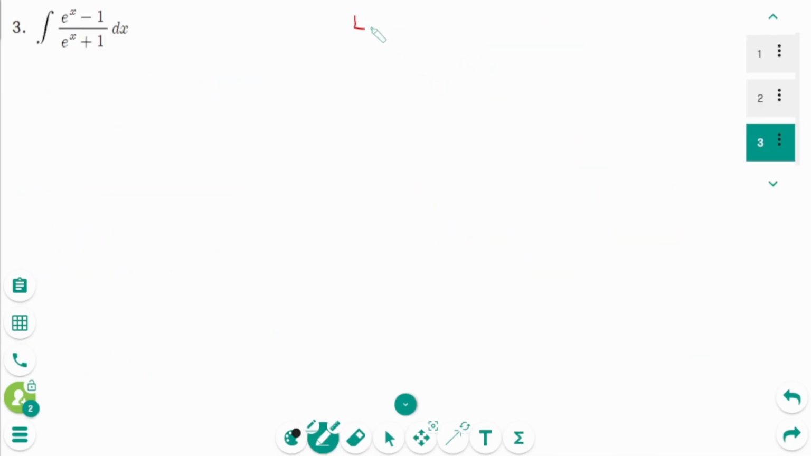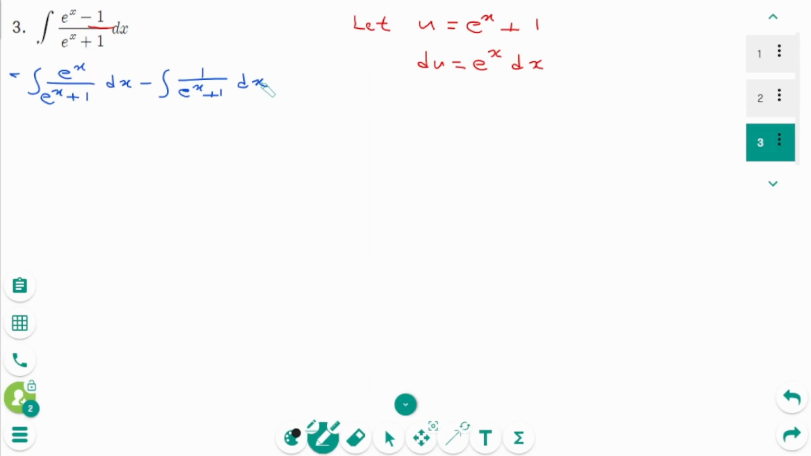Number 3, let u equal e to the power of x plus 1. Derive on each side: du equals e to the power of x dx. Then minus 1 is left over. Try separately. The integral of e to the power of x over e to the power of x plus 1 dx minus the integral of 1 over e to the power of x plus 1 dx.